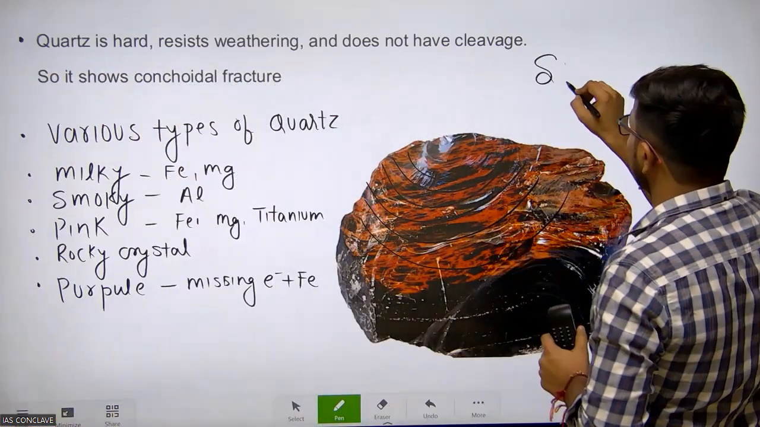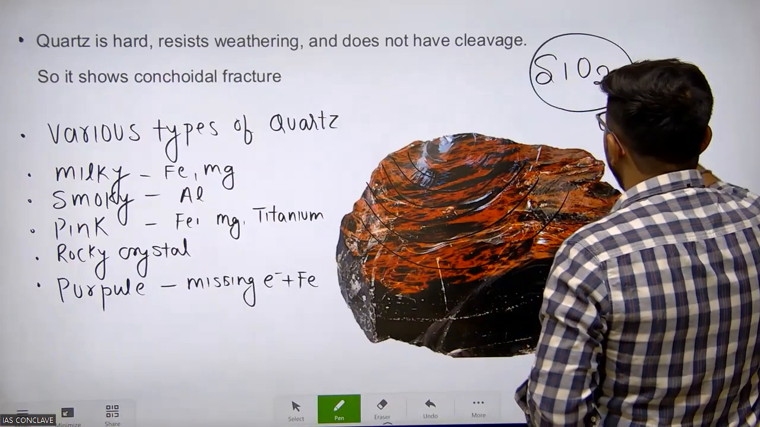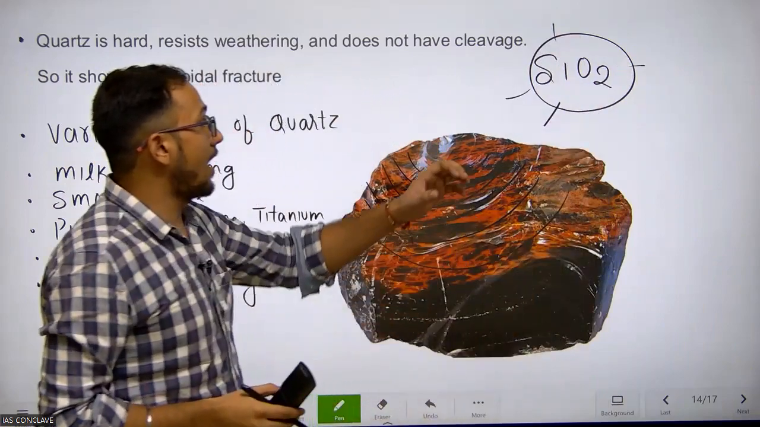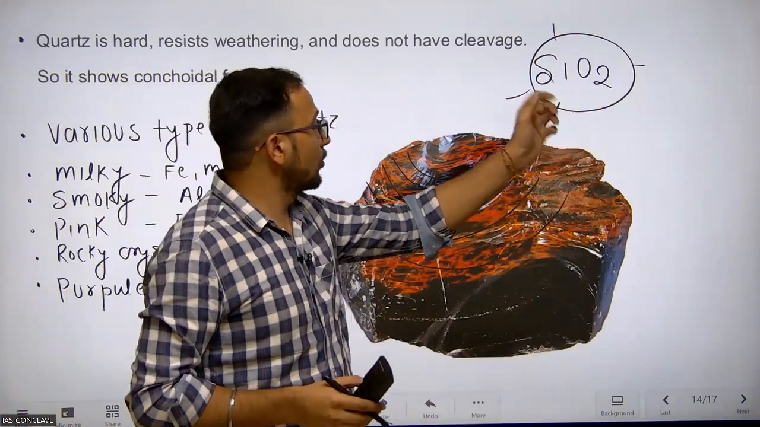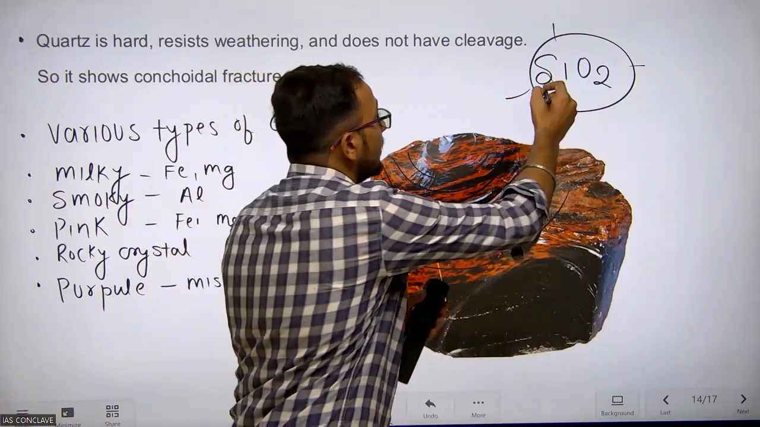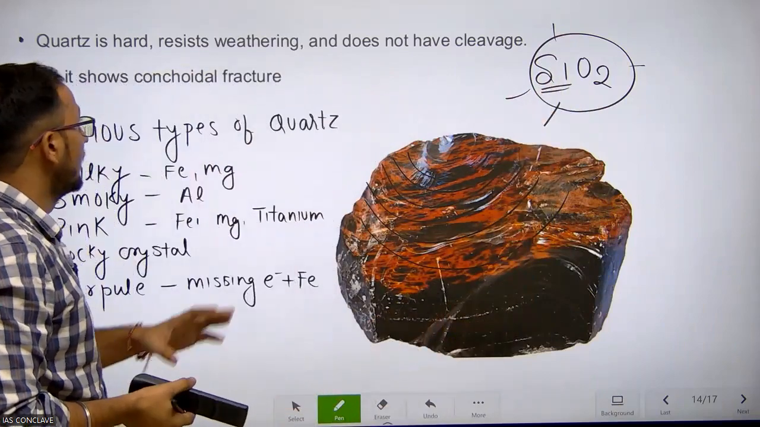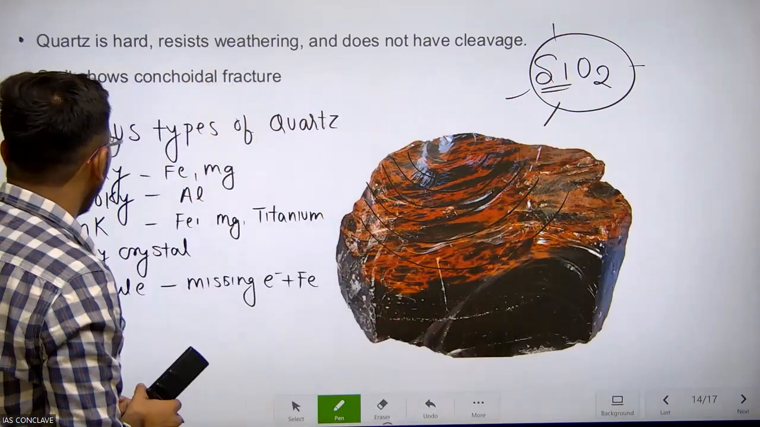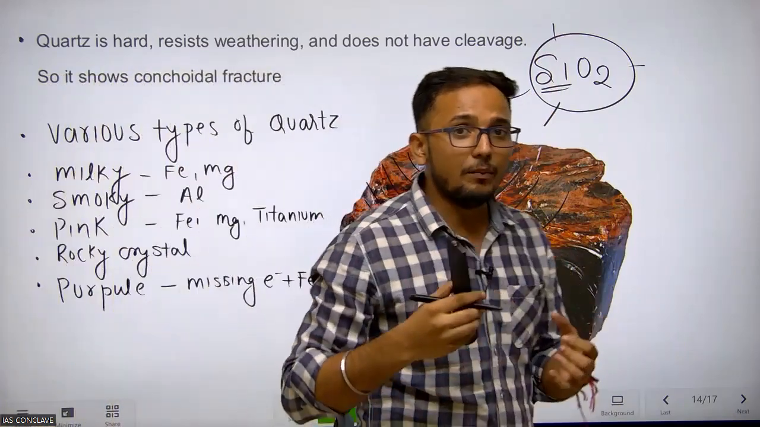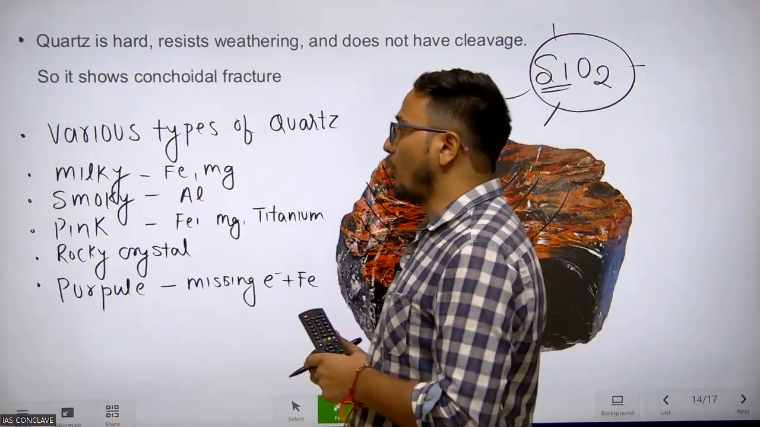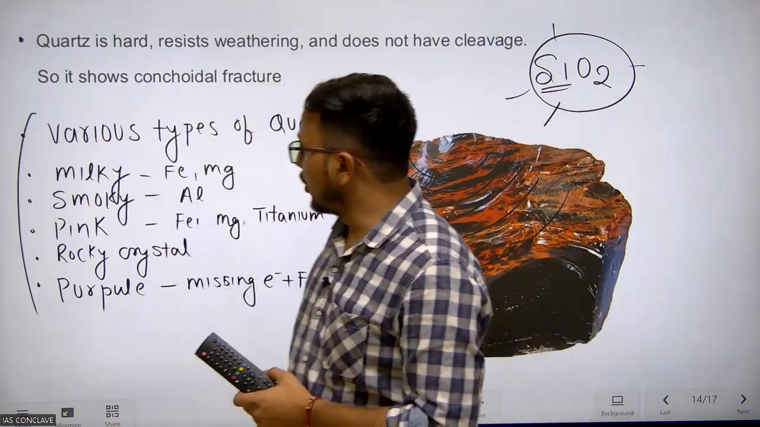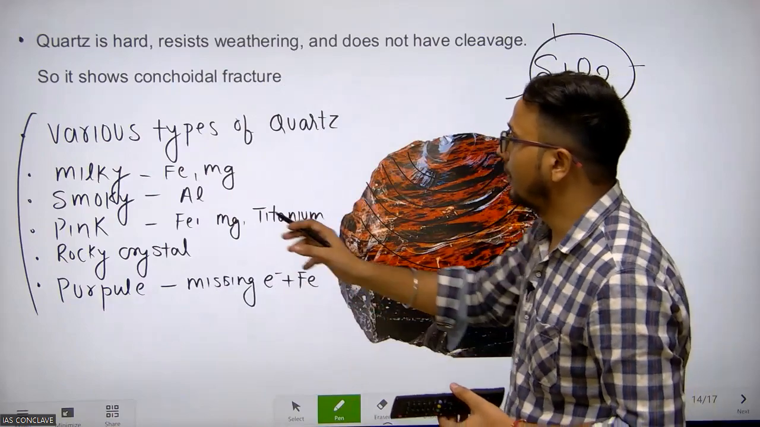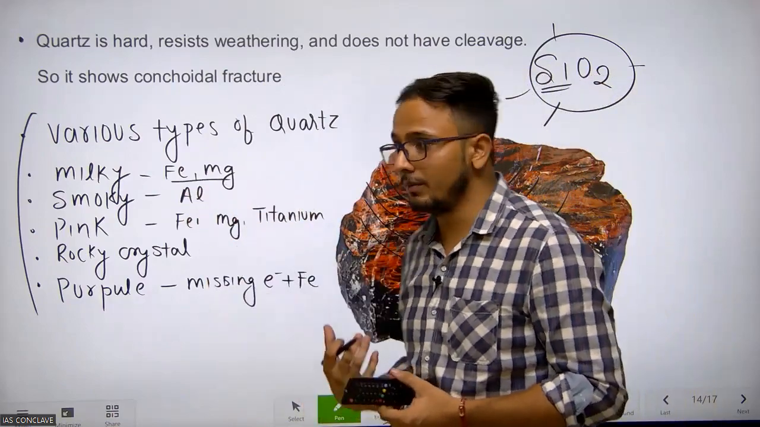Why is there no plane of weak zone? Because quartz is made of the pure silica and there is no metal, so there is no bond. All the oxygen ions are shared with the silicon. So they are shared with silicon, that's why these are very hard and very resistant to the weathering. Okay, but based on the additional impurities, there are various types of the quartz based on their color, like milky, smoky, pink, rose, and purple, due to the presence of iron, magnesium, aluminium, titanium.